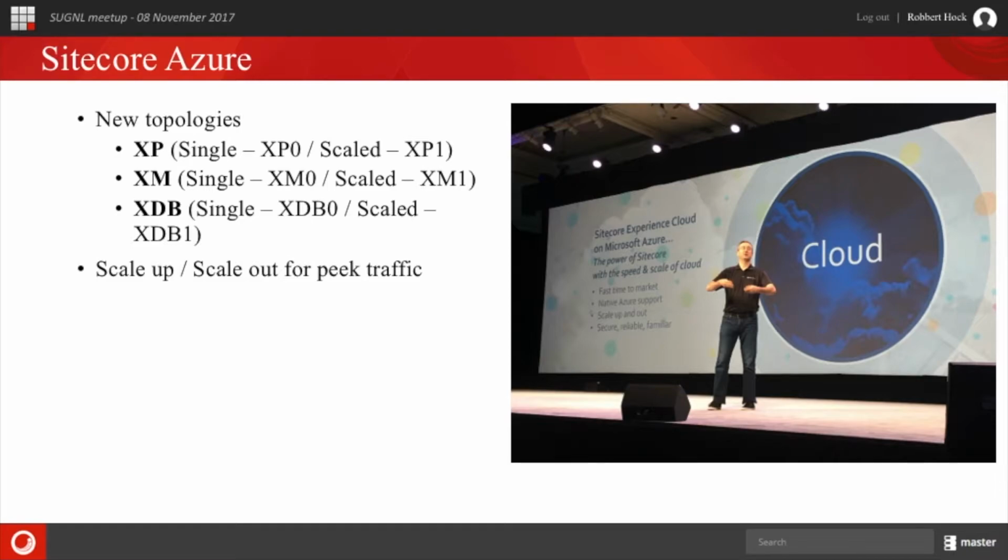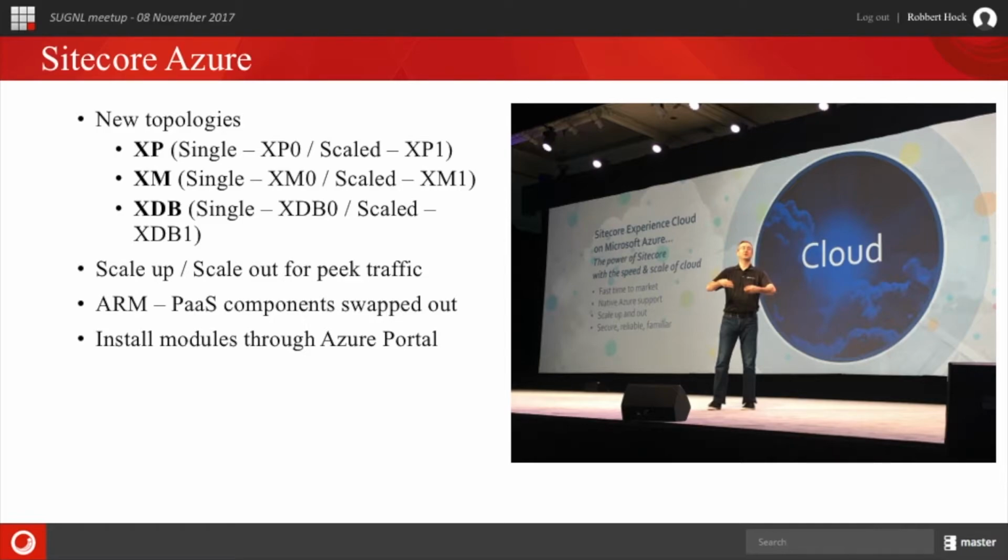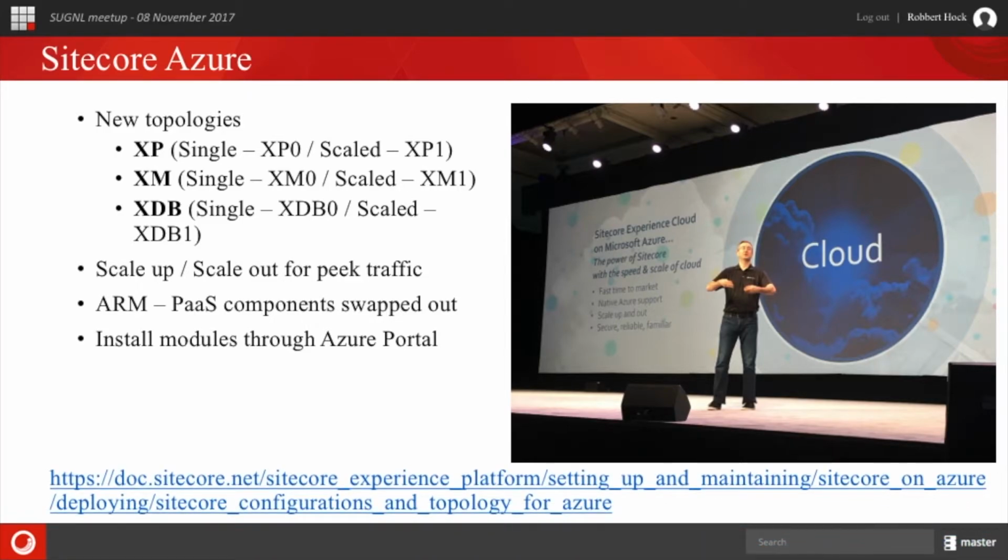Within 30 minutes, you can spin up a machine on Azure. And the great benefit is, of course, to scale up for peak traffic. You can use the Azure portal to deploy your Sitecore instances on Azure, but Azure resource manager templates are the best way to be configurable. You can also swap things out, or install it through the Azure portal.